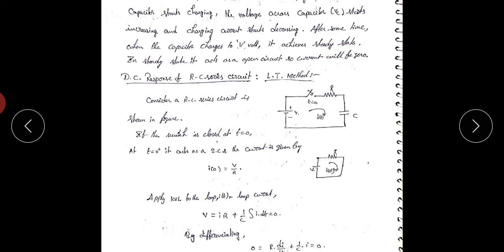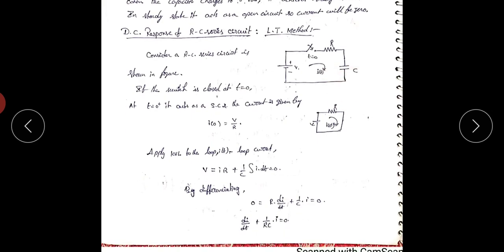Next, the DC response of the RC series circuit using the Laplace transform method. Same circuit, a series RC circuit. Here the switch is closed at t equals 0. The applied voltage is DC, equal to V. Here also the initial current value I of 0 equals V by R. Next, by applying KVL, V equals IR plus 1 by C integral of I dt.